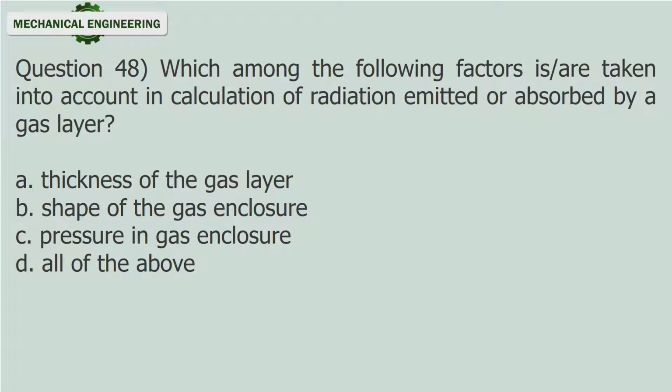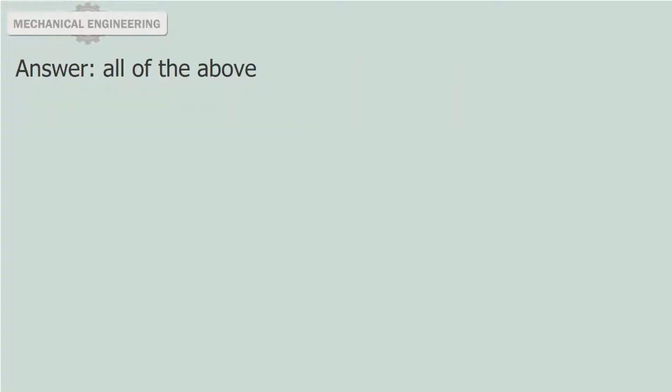Question 48. Which among the following factors are taken into account in calculation of radiation emitted or absorbed by a gas layer? A. Thickness of the gas layer. B. Shape of the gas enclosure. C. Pressure in gas enclosure. D. All of the above. Answer: all of the above.